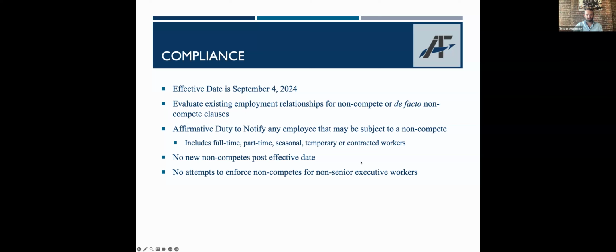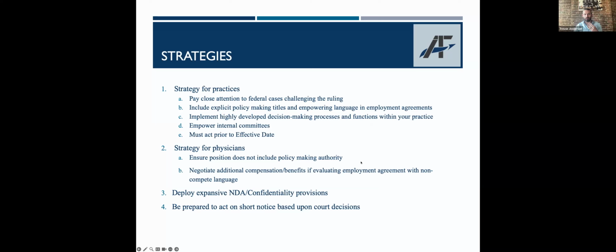Okay, strategies. What do we look at? So as a practice or a business owner, first thing, we want to pay close attention to these cases, right? Because as the judge decides the merits on this, it's going to impact your compliance requirements. It's going to impact your timeline. So we're going to want to pay close attention to that. On the assumption that September 4th is moving forward, you're definitely going to want to audit those employment relationships like I was talking about.